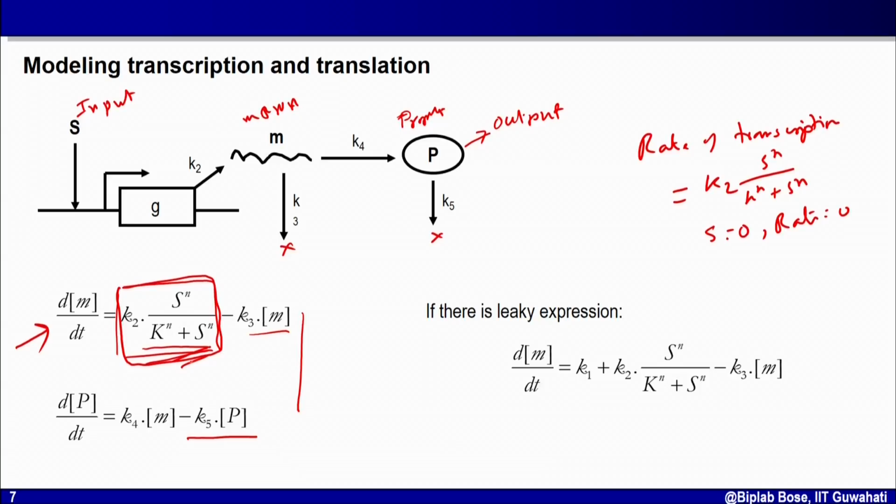I can simply change this equation by adding a constant term, K1. K1 is the rate for leaky expression.